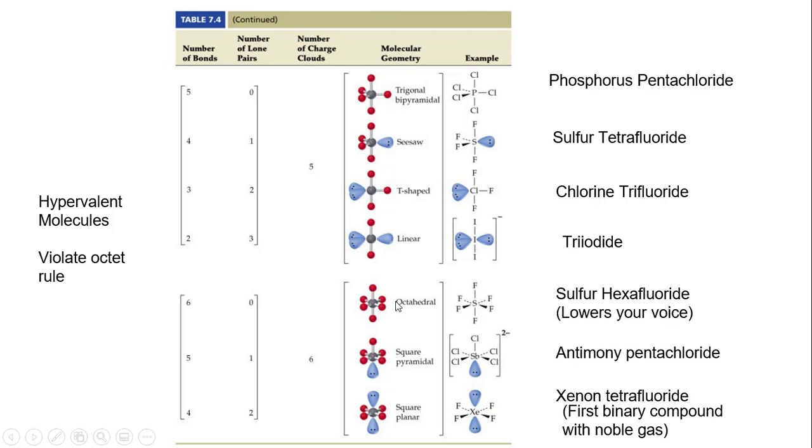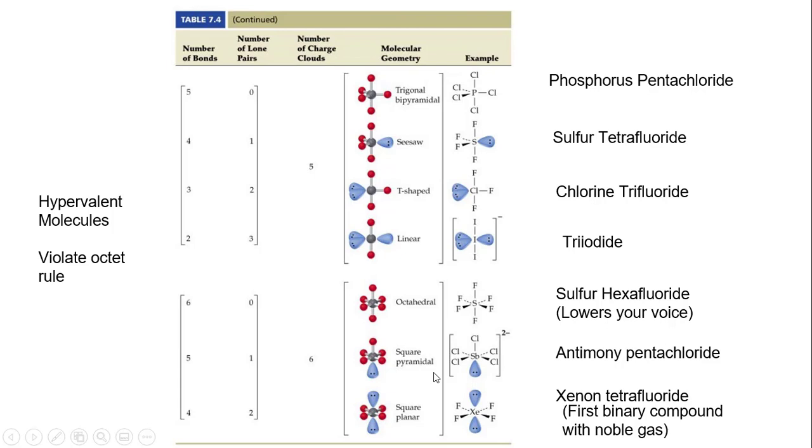Octahedral: sulfur hexafluoride is octahedral. You can see it's sulfur with its six fluorines attached to it. It's an interesting molecule. Actually, I don't recommend it, but people who have inhaled it find it lowers your voice, the opposite of what helium does. Octahedral is kind of like trigonal bipyramidal, except there are four in the same plane, and then you have one above and one below, so you kind of have two full pyramids on top of one another.